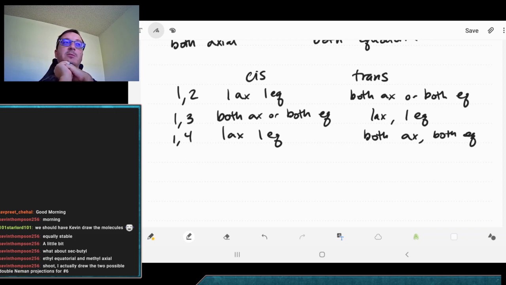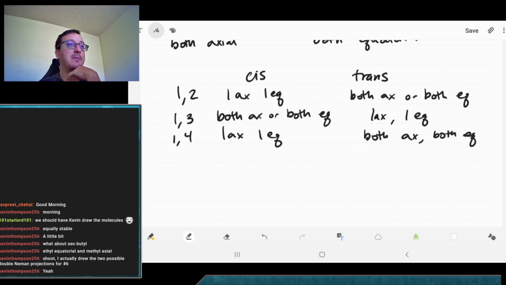Two possible double Newmans for number 6. Let me look back on that. As in, like, question number 4? Is that what you mean? I mean, it's okay if you draw both. Just tell me which one's the better one. And so that should be the most stable chair, right? Because if you flip it, you're going to get both axial things. It doesn't matter if you draw both, but just maybe indicate which one correlates with the more stable one for your double Newman.